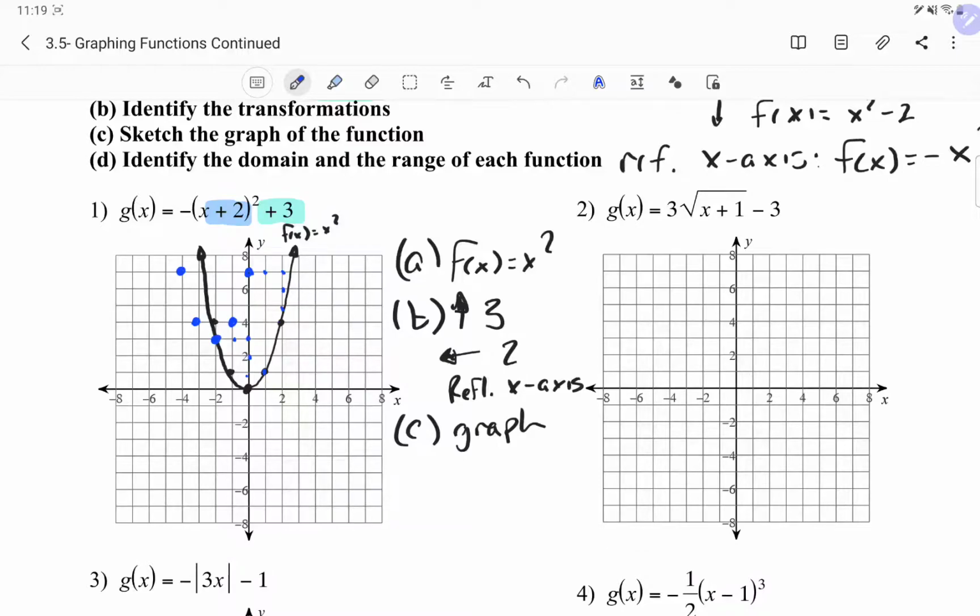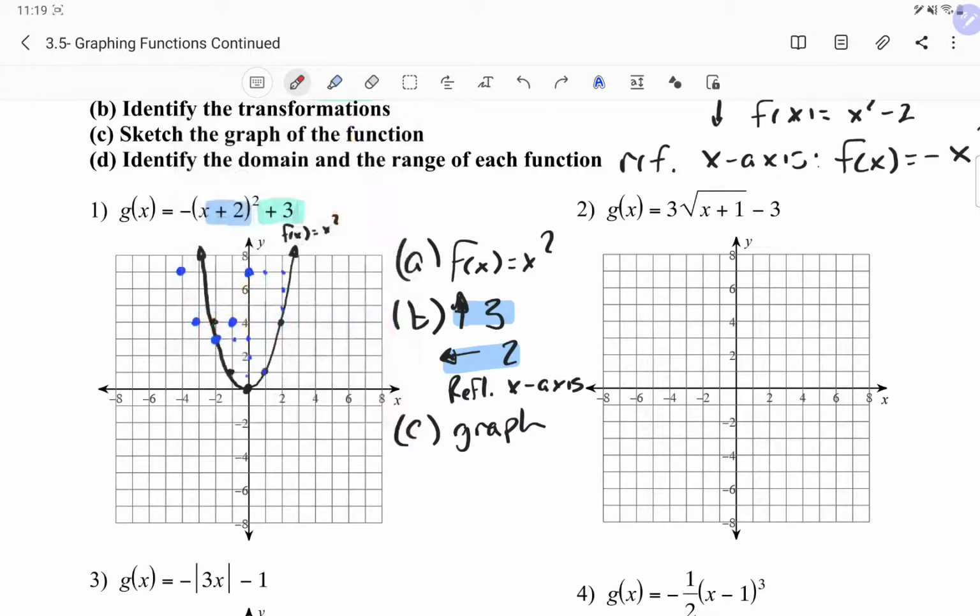Now, this is the first 2 transformations. Now remember that it is reflected across the x-axis. Okay, so what that means is that we are now going to flip this graph vertically. So all of these points are going to go into the opposite position.